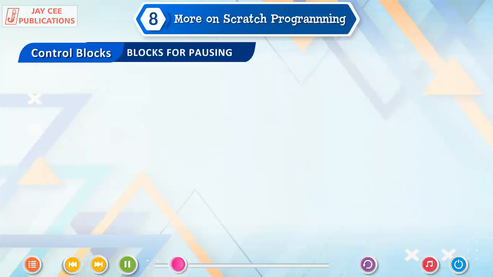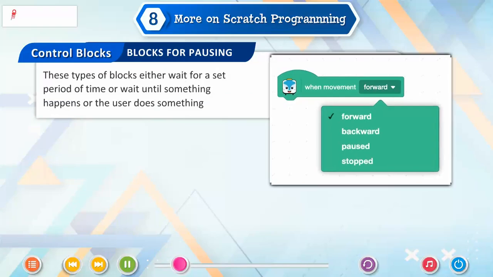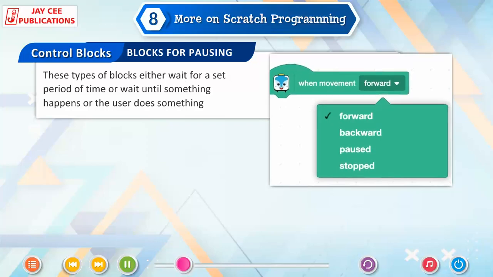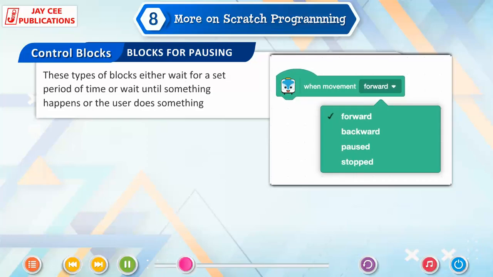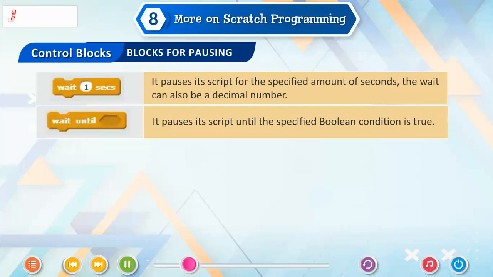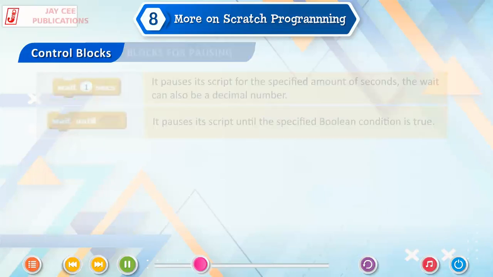Blocks for pausing. These types of blocks either wait for a set period of time or wait until something happens or the user does something. Wait 1 second. It pauses its script for the specified amount of seconds. The wait can also be a decimal number. Wait until. It pauses its script until the specified Boolean condition is true.